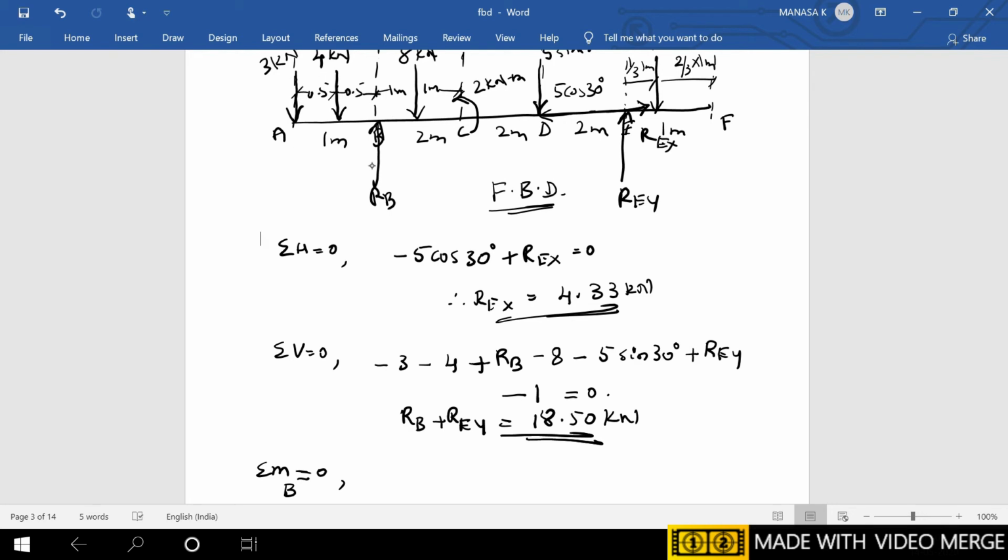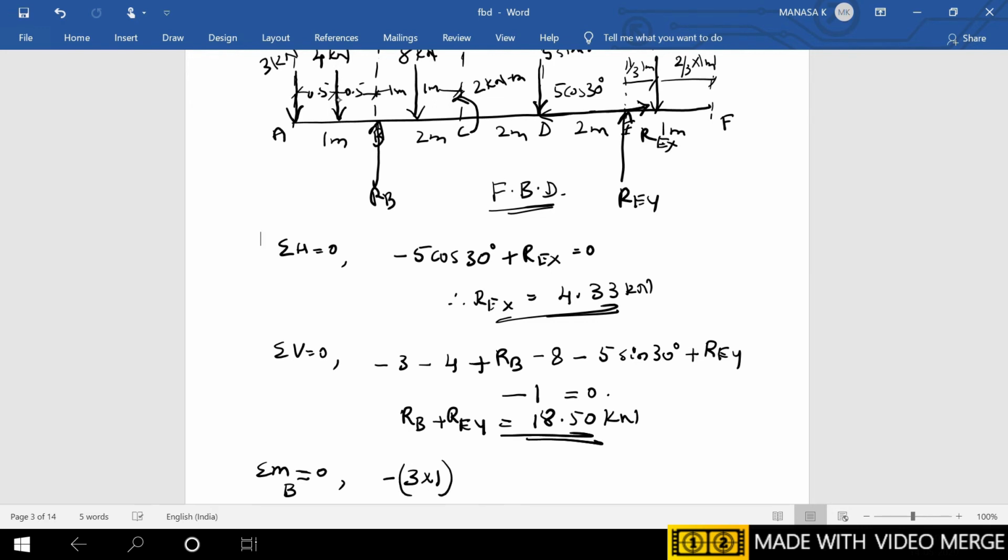While taking the moment, you must be careful. At the point E, there is a force of 3 kilonewton. The point is here, and the line of action will be like this. So you have to drop a perpendicular from this point to the line of action. This will be the perpendicular distance, which is nothing but 1 meter. So it is 3 kilonewton into 1 meter, and it will be rotating about point B in an anti-clockwise manner. So it is minus 3 into 1.